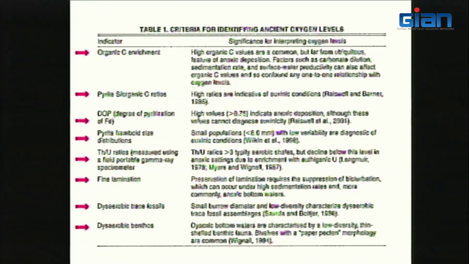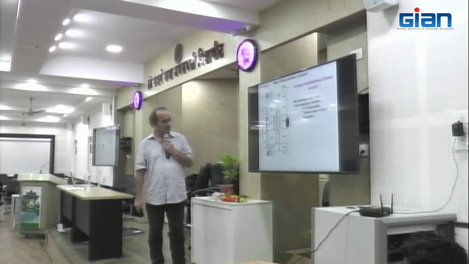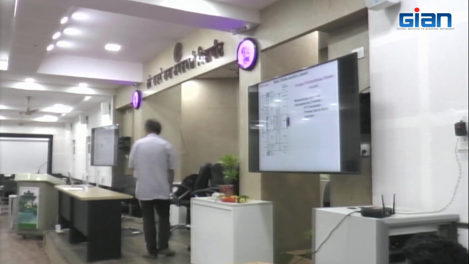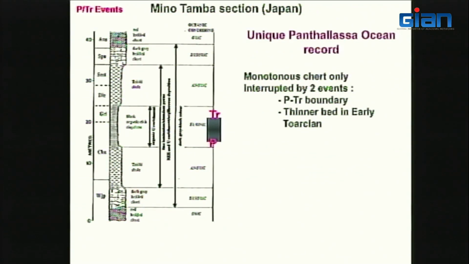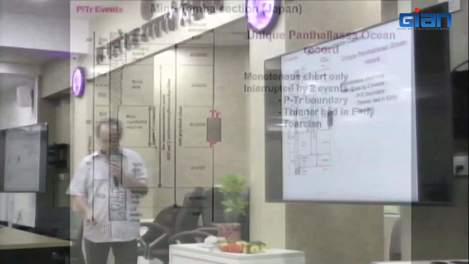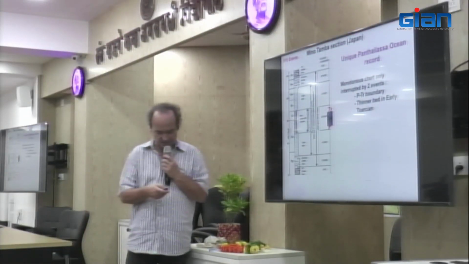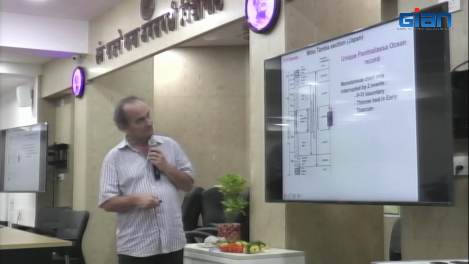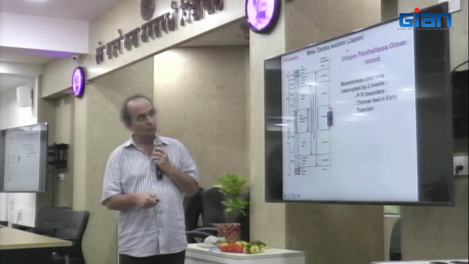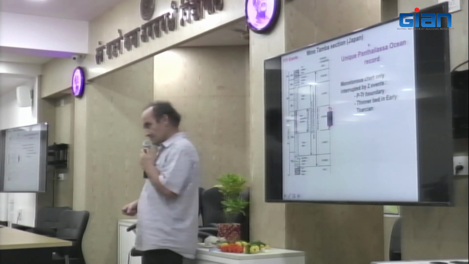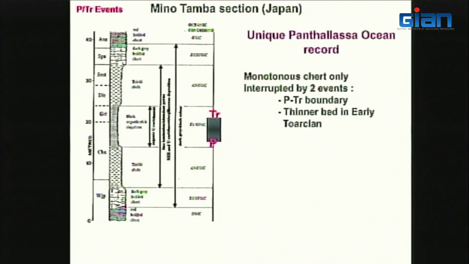different benthos live with different intensities of anoxia. To support this super anoxic condition, just think about the whole Panthalassa Ocean, almost all around the Pangaea supercontinent, being super anoxic. And we have proof of that, because in Japan, this is the Minotamba section, Japan was located almost in the middle of this huge Panthalassa Ocean, which more or less corresponds to the Pacific, actually.